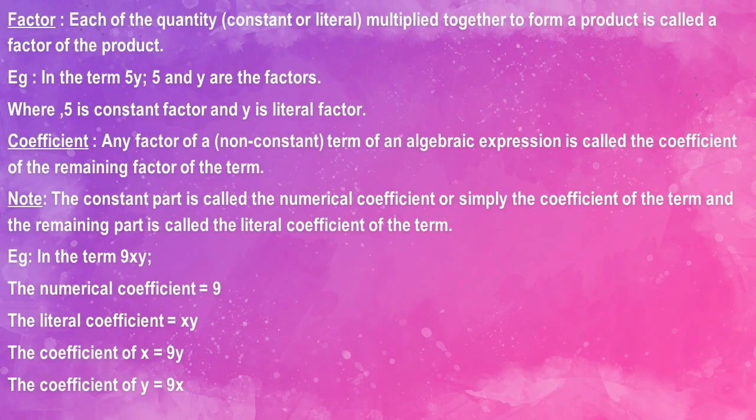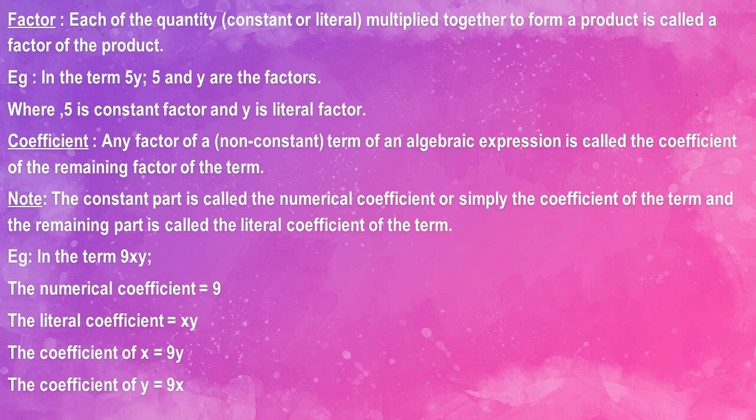Next are factor and coefficient. First of all, we'll talk about factor. Each of the quantities, constant or literal, meaning variable, multiplied together to form a product is called a factor of the product. As you can see in the example, the term 5y is a product of 5 and y. So 5 and y are the factors, where 5 is the constant factor and y is the literal factor.